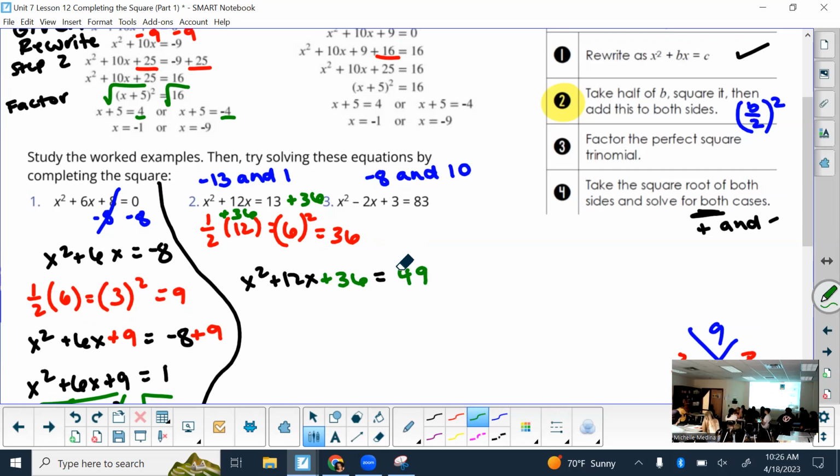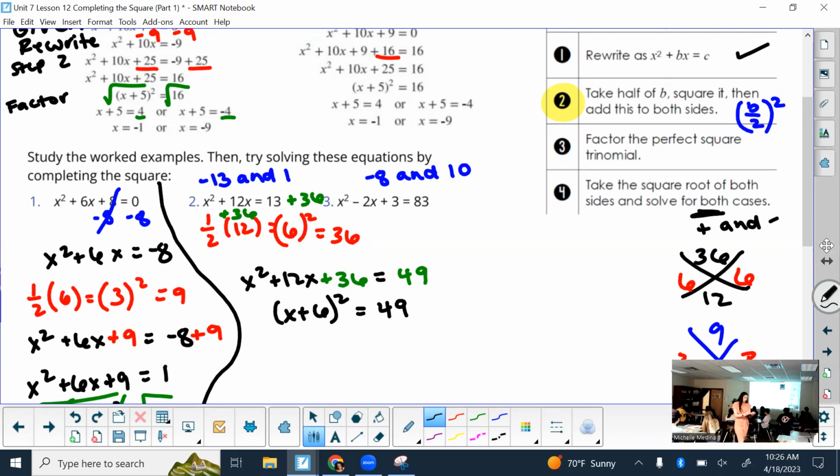So now we're on to step 3. We need to factor the perfect square trinomial. So diamond method would look something like this: 36 on top, 12 on the bottom. What multiplies to the top but adds to the bottom? Good, and they're both positive. And we write it as x plus 6 in parentheses squared. It would have to be written in that form so that way we can move on to step 4, which is to take the square root of both sides. Essentially, we're solving for x.